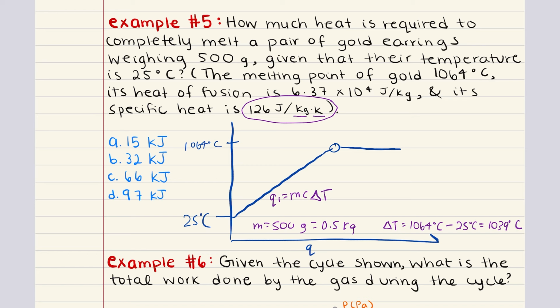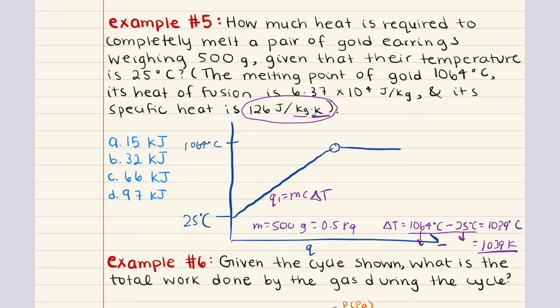Now we want our delta T to be in units of Kelvin because again, our specific heat is in units of joules per kilogram per Kelvin. The nice thing about calculating delta T is that it's going to be the same for the difference between two temperatures in Celsius as it would be if we were to convert them to Kelvin and then take the difference. So this 1039 degrees Celsius difference is also equal to 1039 Kelvin. If you were to convert these to Kelvin and take the difference, you would also get a difference of 1039.